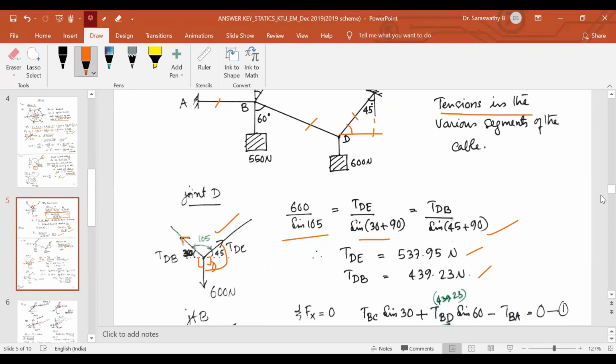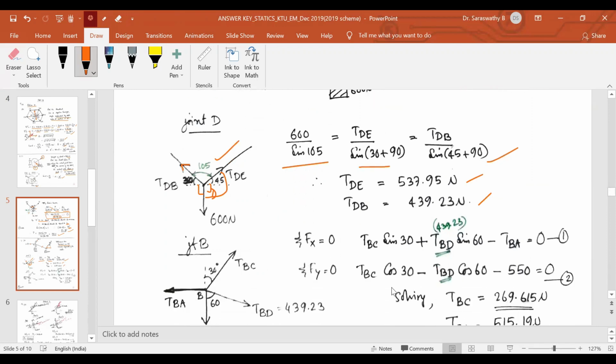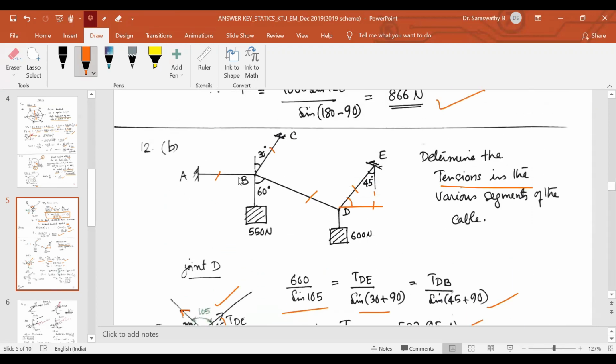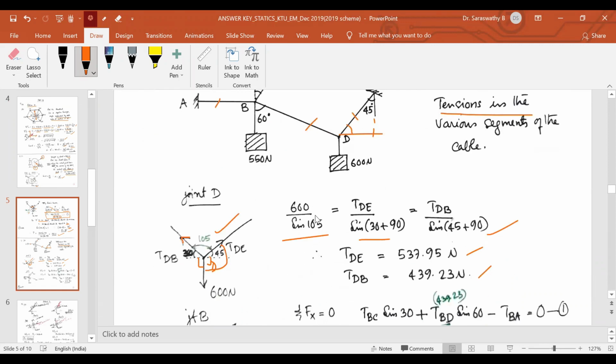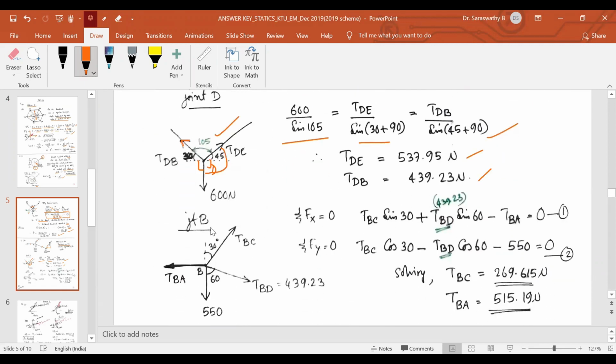Now coming to joint B. There is tension in BA, tension in BC, tension in BD, and the self-weight. Of these, tension in BD is already obtained from the first step. So at joint B, tension in BC, BD and BA are all away from the joint, plus the self-weight. There are 4 forces, so we cannot apply Lami's theorem.